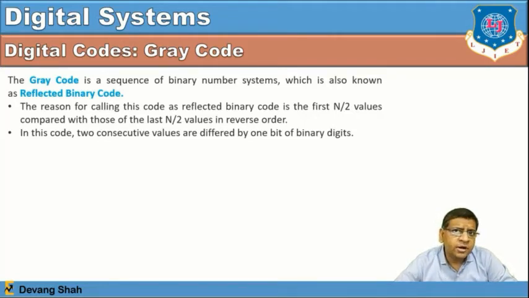Now, what is the speciality of Gray code? You can see this. The reason for calling this code a reflected binary code is that the first n by 2 values are compared with the last n by 2 in reverse order.